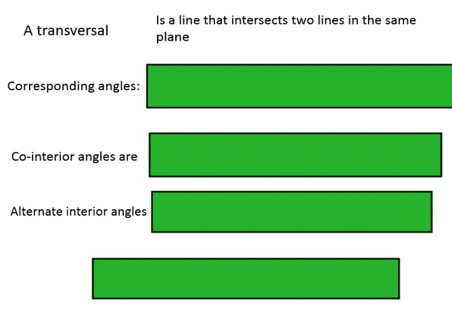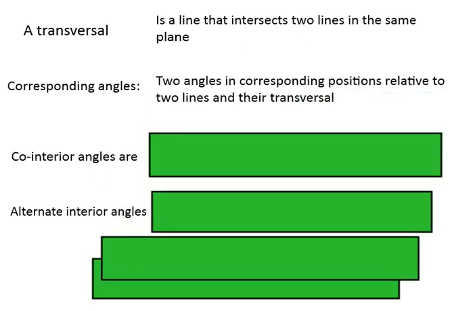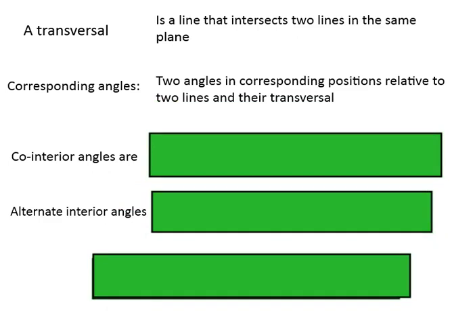When two lines are intersected by a transversal, a lot of different types of angles are formed, and we're going to talk about three types. The first one we're going to talk about is corresponding angles. Corresponding angles are going to be two angles in corresponding positions relative to the two lines and the transversal. So first jot this down, and then I'll give you a picture of what those kinds of lines look like.